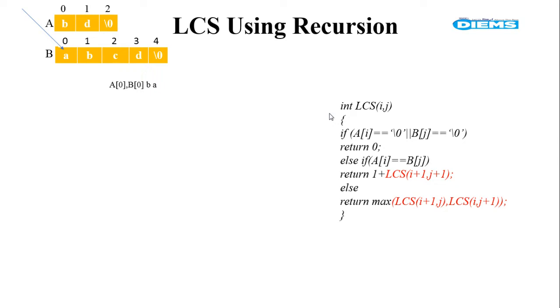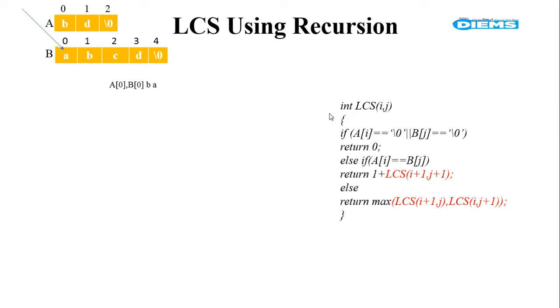So only one possibility is remaining here, that both characters are not matching with each other. If this is the case, then it is going to return the maximum value from the two calls. What are those two calls? One is LCS of i plus 1 comma j, and another is LCS of i comma j plus 1.